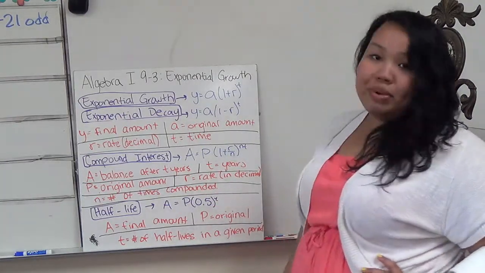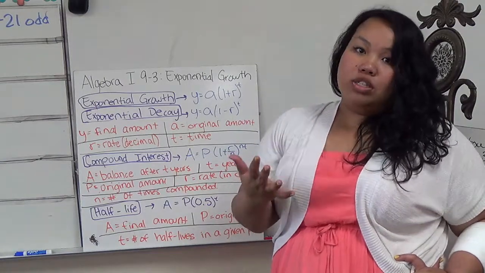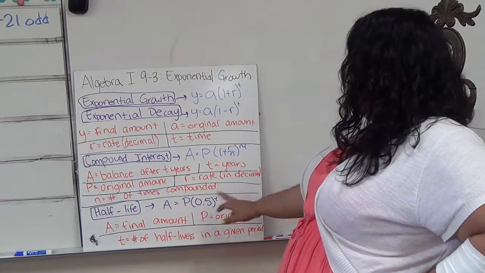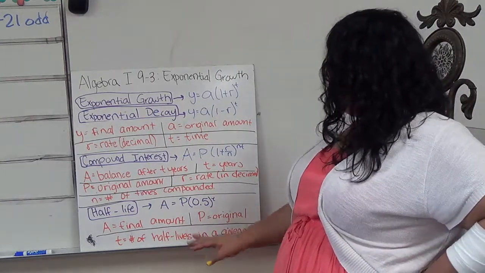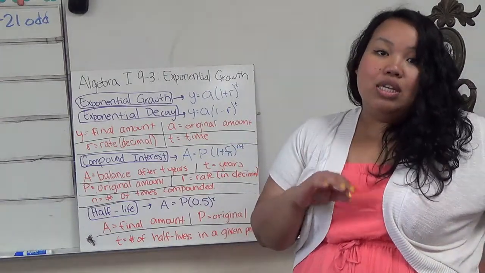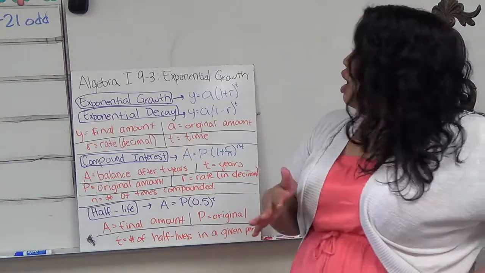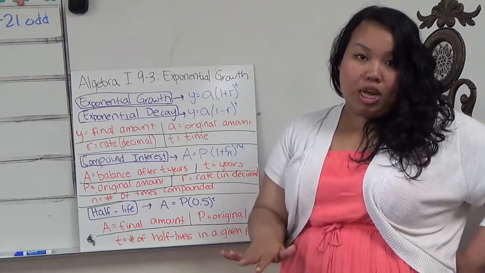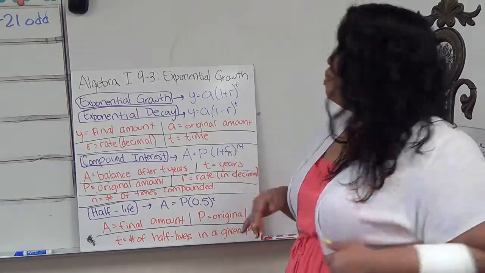Half-life has to do with carbon dating, to figure out the life of things by comparing 2 different things using carbon dating. So A is the final amount, B is the original amount, and T is the number of half-lives in the given period. So you have 4 equations, and basically they're going to give you a question, and you're going to have to figure out which equation would best help you find your answer. So I need you to pause it and write this down, and then we'll go through an example problem.